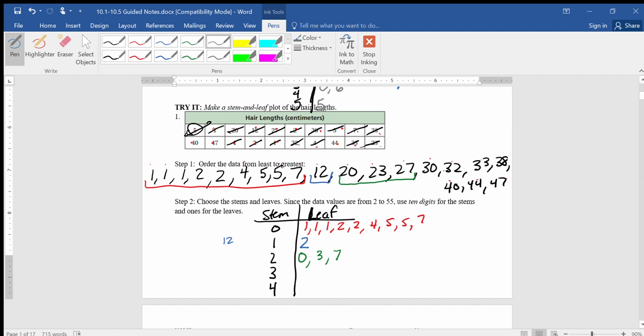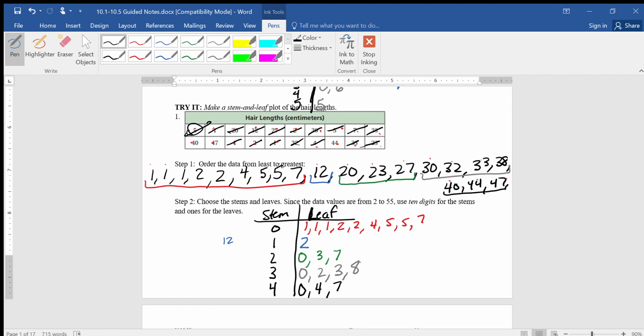And then we need the numbers that are in the 30s, which are all of these. So 0 for 30, 2 for 32, 3 for 33, and then 8 for 38. And then the last one, we have 40, 44, and 47. So we need a 0 for 40, 4 for 44, 7 for 47. And that will finish up what we have here.